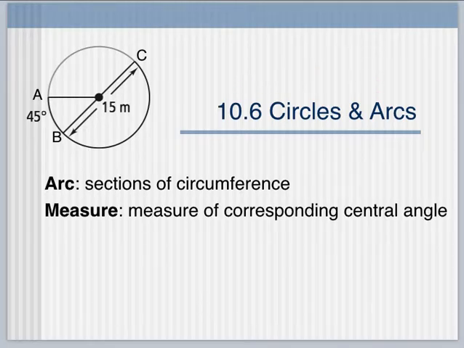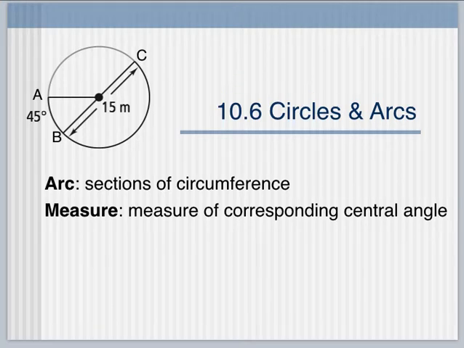One of the most common ways we measure arcs is in terms of degree measure of the angle below them. So if you see this arc AB labeled with 45 degrees, it's telling you that the angle at the center of the circle beneath that arc is 45 degrees wide.